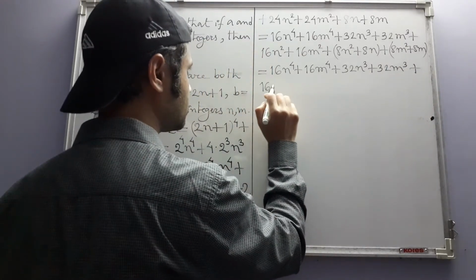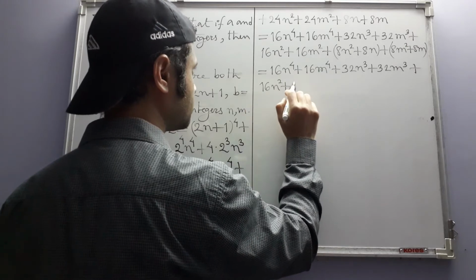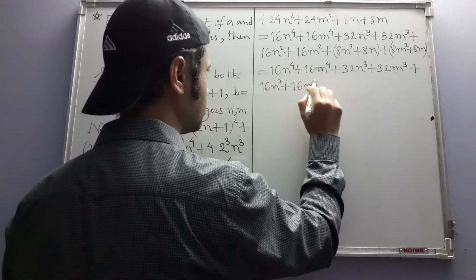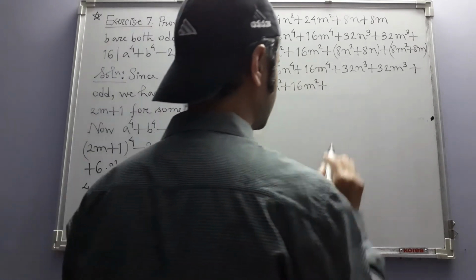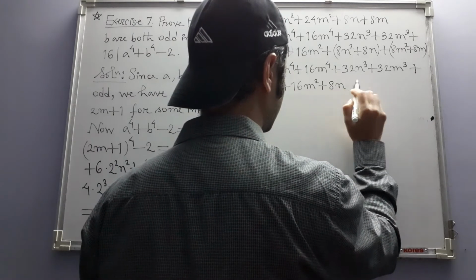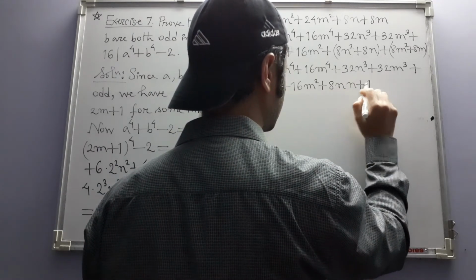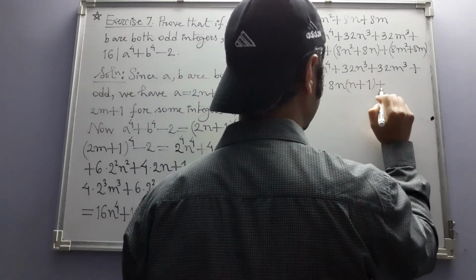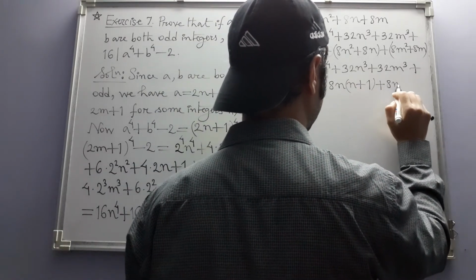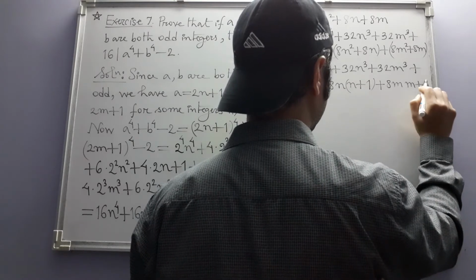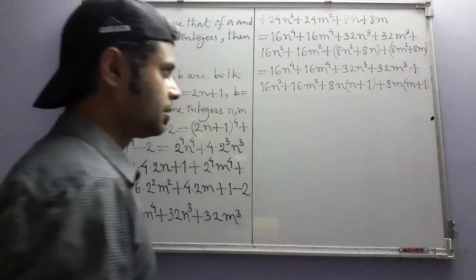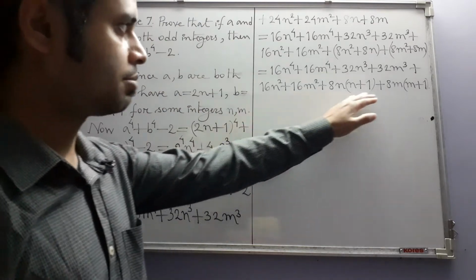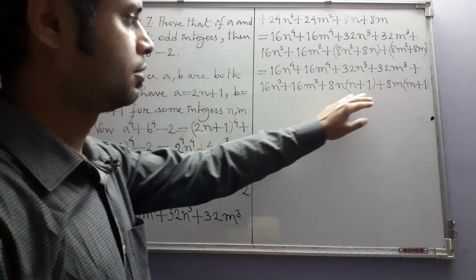Plus 16n square plus 16m square plus, we can now take 8n common out. Doing so, we get this factor n plus 1. In this last term also 8m times m plus 1. Now everything is okay except these two terms.